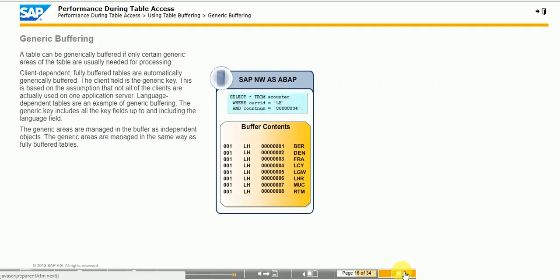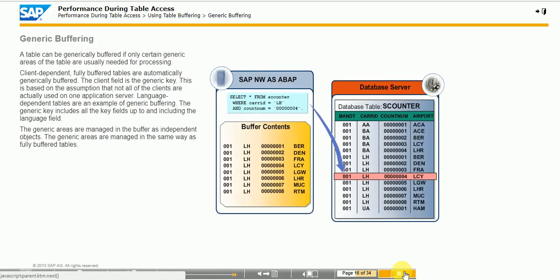When one record of the table is accessed, all the records whose generic key fields agree with this record are loaded into the buffer. The generic key is a left justified part of the primary table key. The generic key must be selected so that the generic areas are not too small, which would result in too many generic areas.